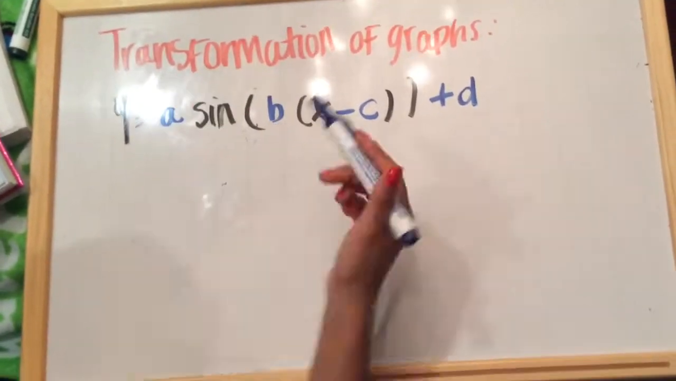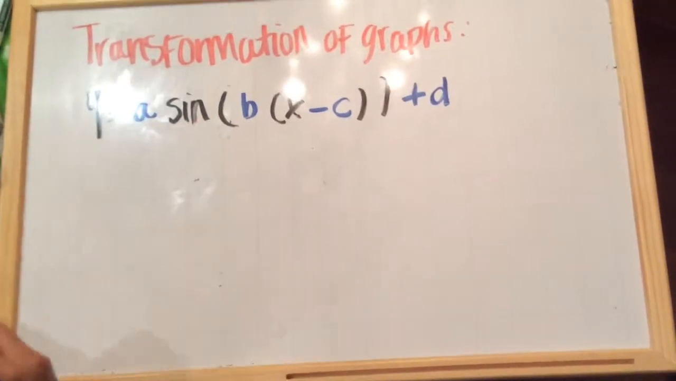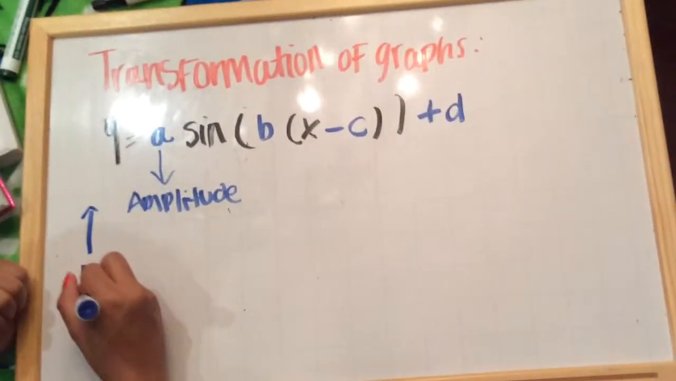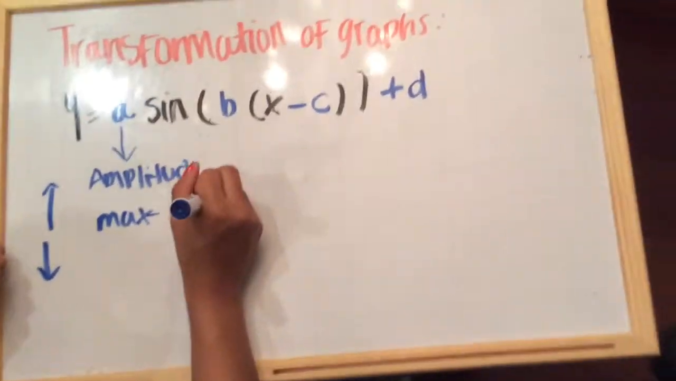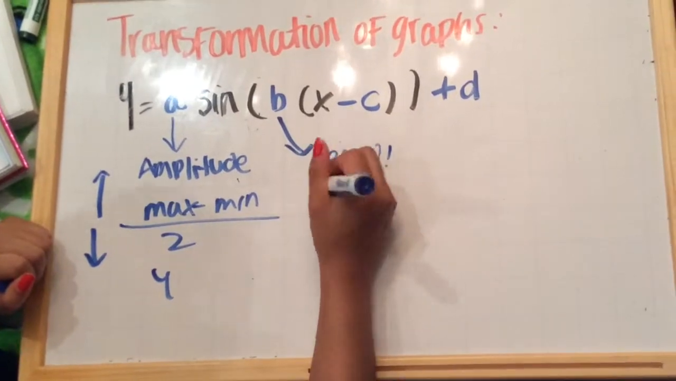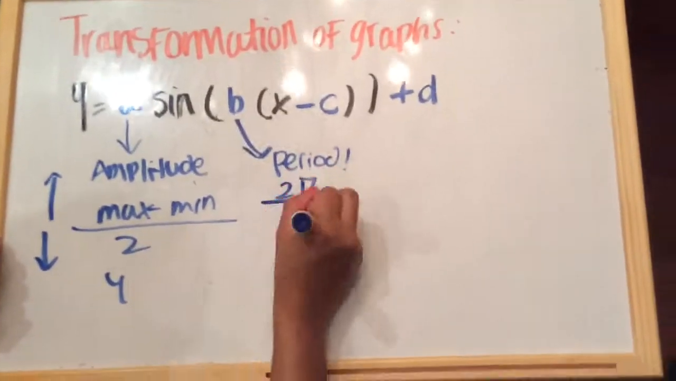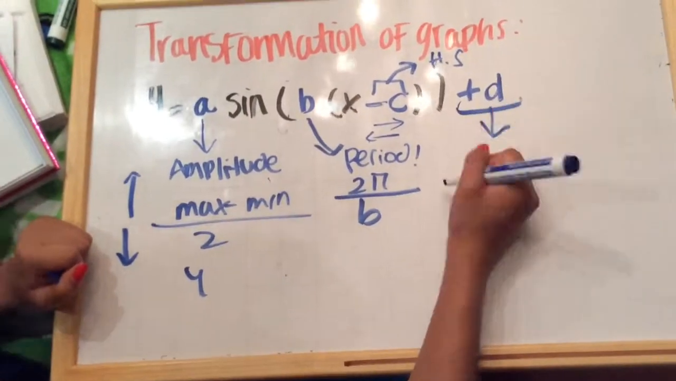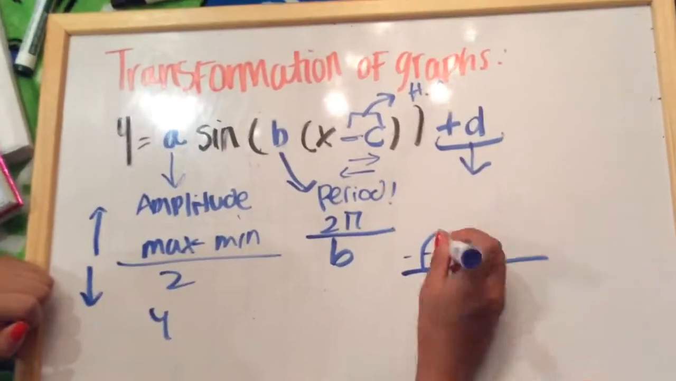This is the function for transforming any trigonometry graph. So first of all, we have A, which equals the amplitude, which is maximum point minus minimum point over 2. Then we have the term B, which will give the period, so it would be 2 pi over B, the B value. Then we have minus C, which equals the horizontal shift. And then we have plus D, which will equal the vertical shift.